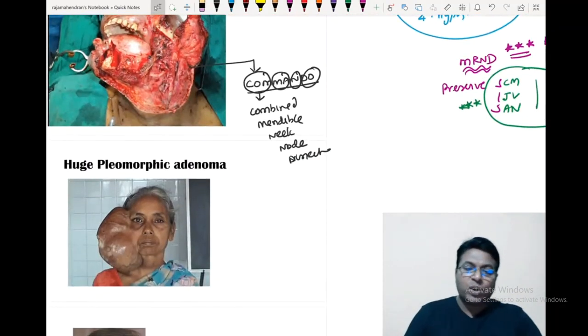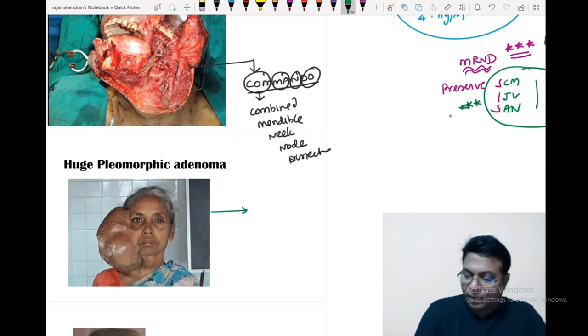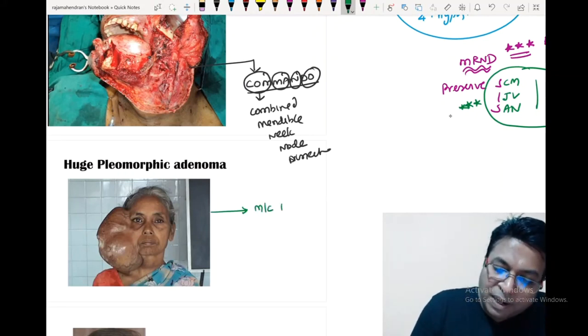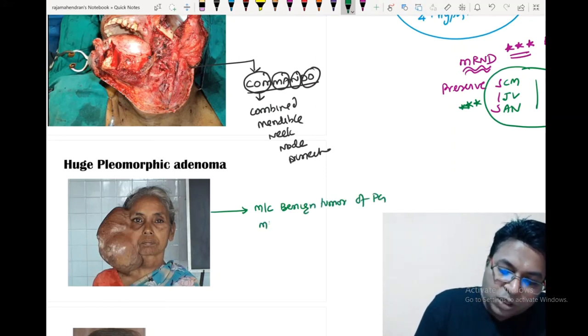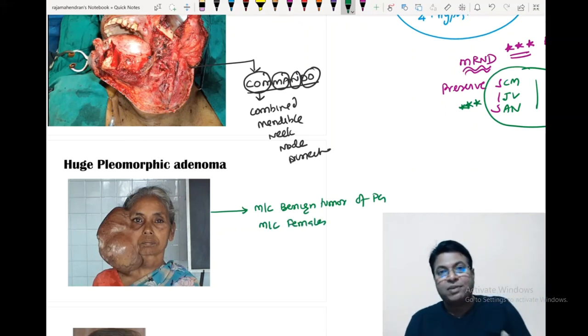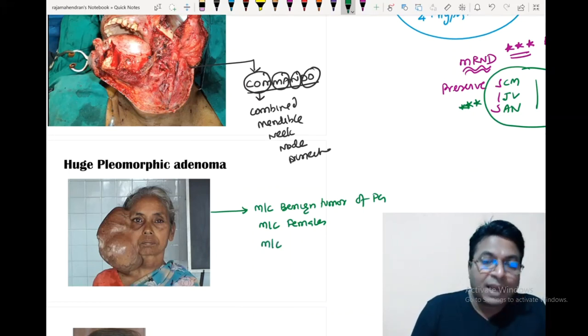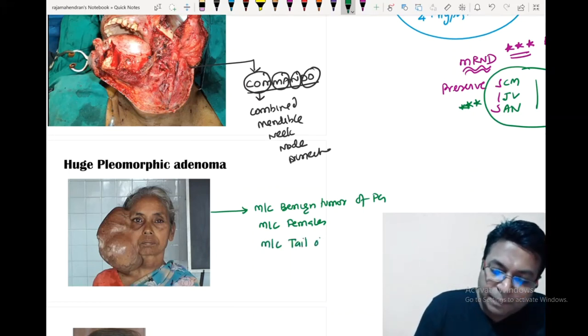So this is a picture showing you pleomorphic adenoma. I am going to tell you 5 questions from pleomorphic adenoma. This is the most common benign tumor of the parotid gland. It is most common in females. It is the most common tumor of the parotid gland. It is most common in the tail of the parotid gland. It usually arises from the tail.